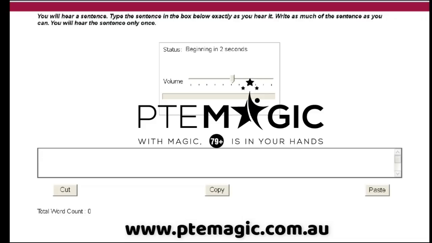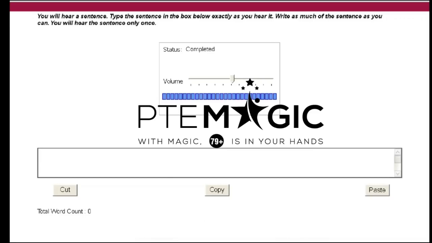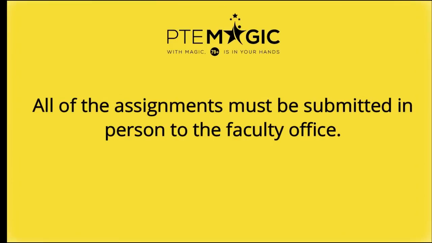All of the assignments must be submitted in person to the faculty office.